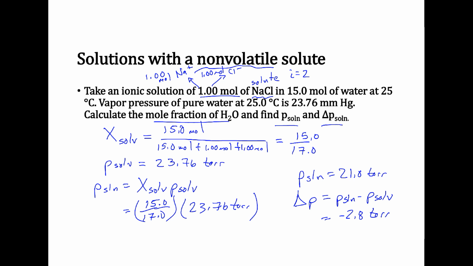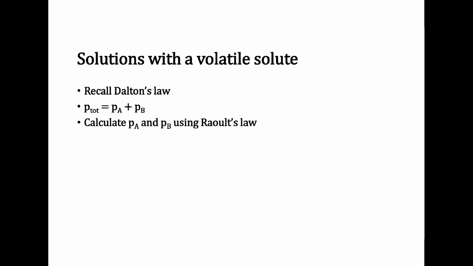So we've looked at two different non-volatile solutes, one where it didn't dissociate and one where it did dissociate. So now the next thing that we need to do is, well, let's look at something whenever it is a volatile solute, whenever we have an appreciable vapor pressure. So whenever we have an appreciable vapor pressure, what we're actually going to do is we are going to use Dalton's law. So Dalton's law is looking at the sum of the partial pressures. So we're going to calculate pressure of A and pressure of B using Raoult's law.